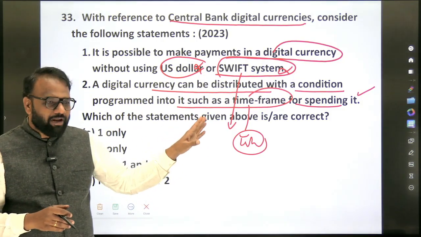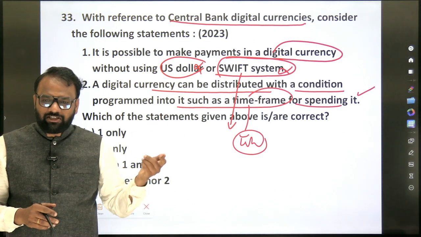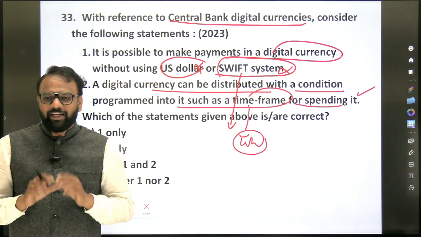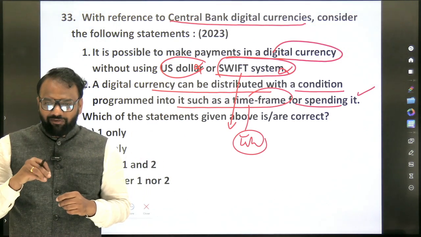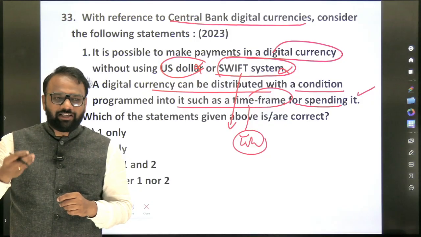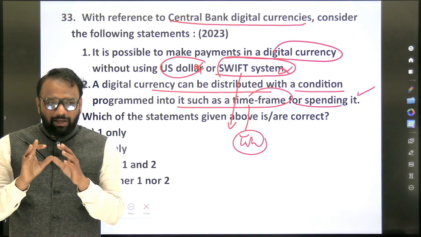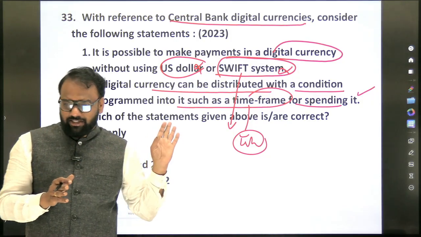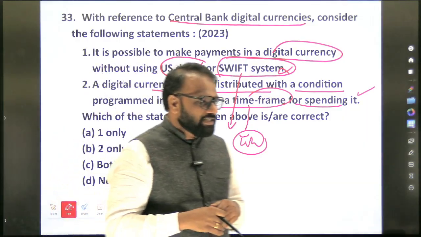Apart from the time frame, we can also program it in such a way that on which particular entity they can spend, whether they can spend on food, or on jewelry, or on liquor and all. So it can be programmed into the currency itself. So here the answer is 2 only.